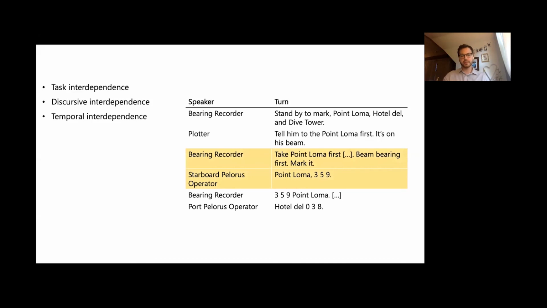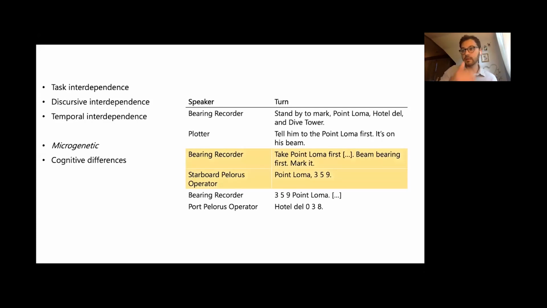And then we have this idea of temporal interdependence. So this has to do with when one kind of action in the team context makes other kinds more likely in the near future. So when the bearing recorder says to take the mark, it's very likely that the Polaris operator will then do that and record it. But more generally, for our purposes, this highlights an important thing about interdependence, that it's a microgenetic phenomenon. So it's unfolding moment by moment in the interactions between individuals in this context.